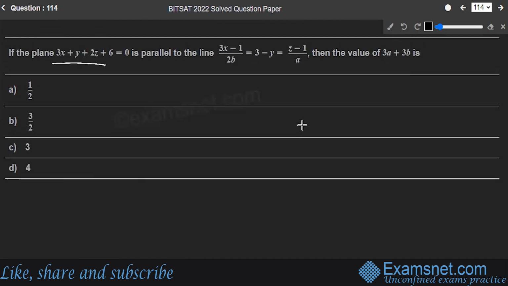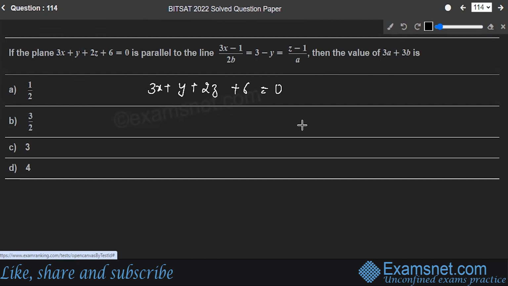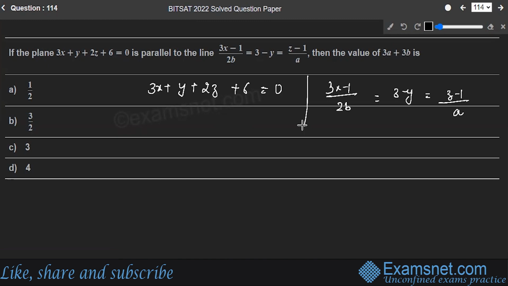If the plane this is parallel to the line this and this, then the value of 3a plus b is. So here you have the plane 3x plus y plus 2z plus 6 is equal to 0. And the line is given by (3x minus 1) upon 2b is equal to 3 minus y, z minus 1 upon a. I can write it like this: (x minus 1) upon 3 upon 2b upon 3 is equal to (y minus 3) upon minus 1 is equal to (z minus 1) upon a.